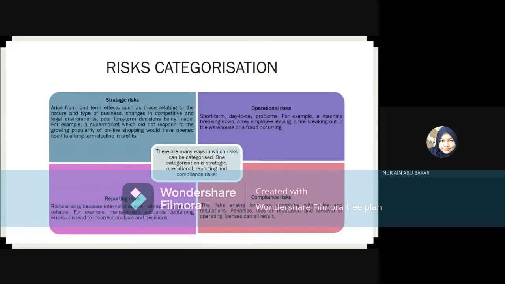So, meaning to say, this is the common risk framework being used by businesses. And I took this from SEMA P3. This is quite common practice and official in terms of risk management committee. So the basic one is strategic risk. This arises from long-term effects, such as those relating to the nature and type of the business.